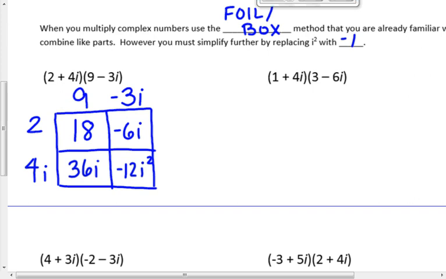Now, I like box. One big thing is because I can see my common terms really easily if I just look along the diagonal. I can combine them before I write them down. I don't need to write it down, then combine, and then go back. I can combine as I'm rewriting the problem. 18 doesn't have any like term, so I'm just going to write it. I've got 36i and -6i, and that comes out to 30i. And I've got -12i squared, so already I'm bleeding into the next problem.